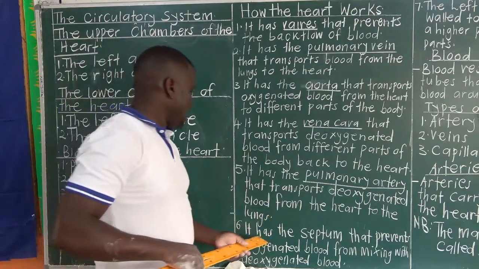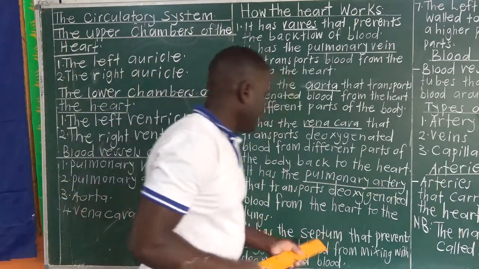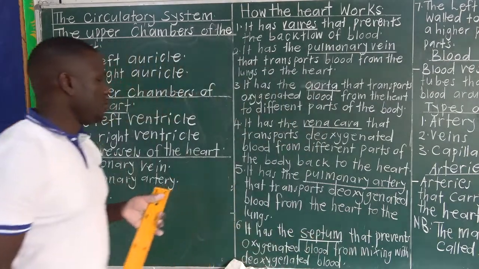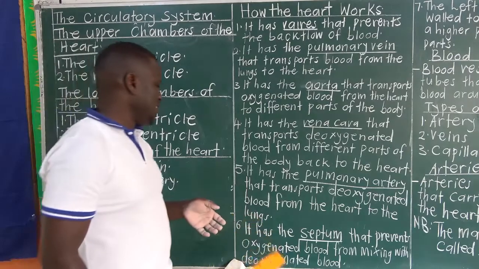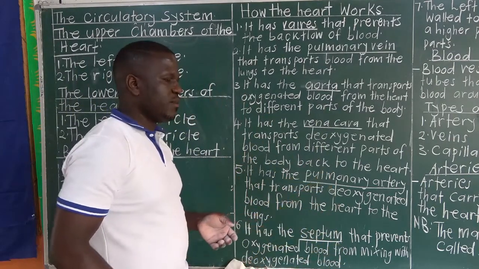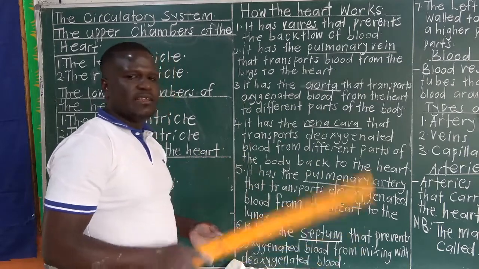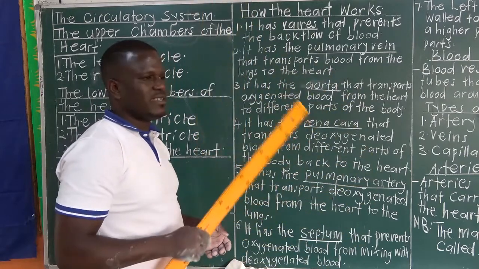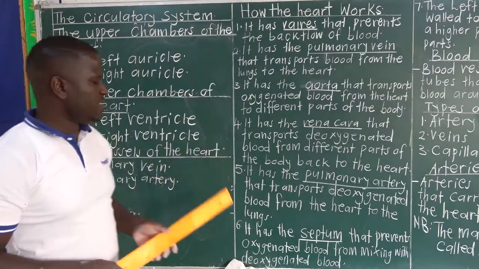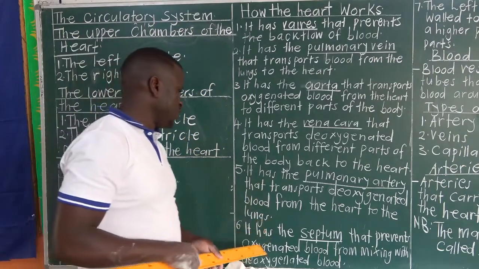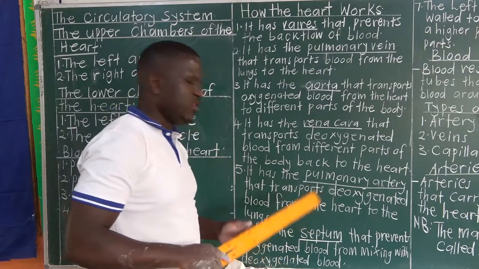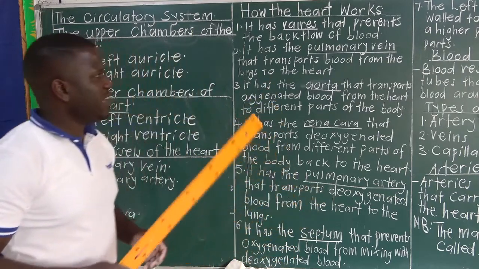Then the heart has the septum. It has a part called septum. This septum helps to prevent oxygenated blood from mixing with deoxygenated blood. This septum is the part that separates the heart into two equal parts. So that part is called septum. Its major function is to prevent oxygenated blood from mixing with deoxygenated blood. That is how the heart works.